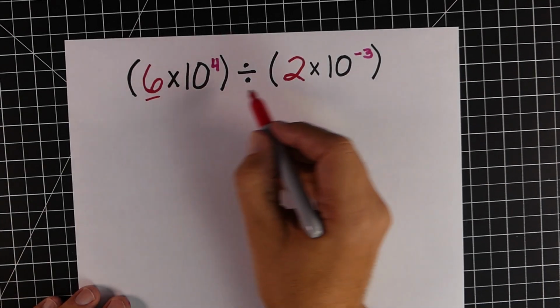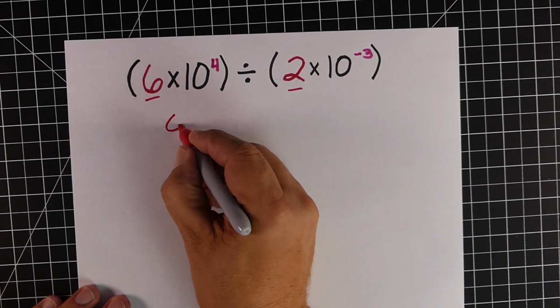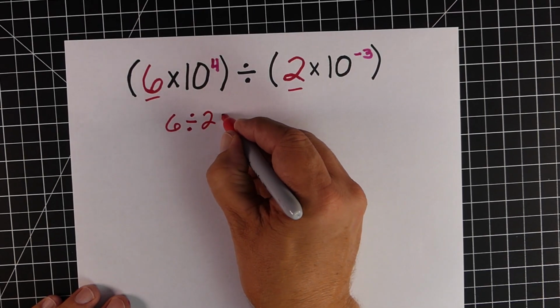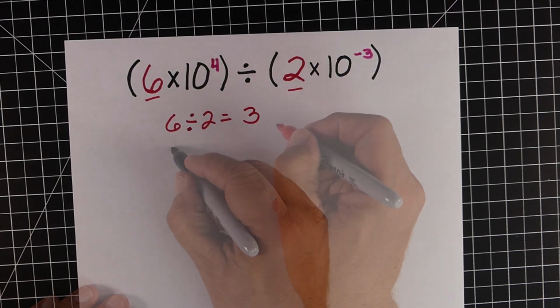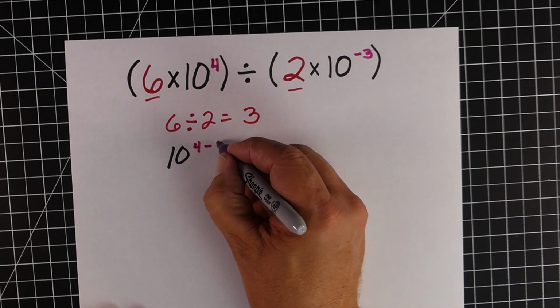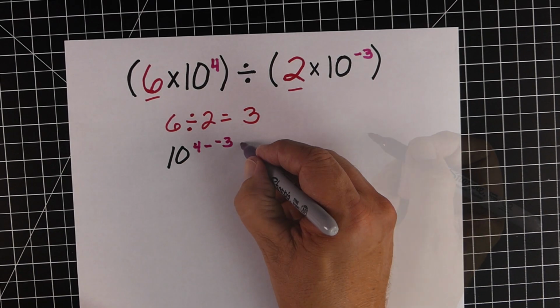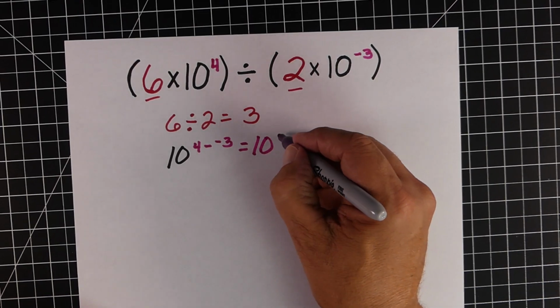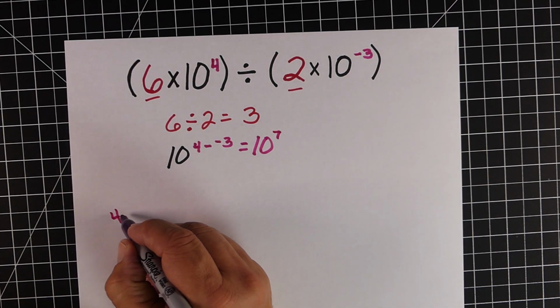Example number 4. So another problem here, we have 6 times 10 to the 4th divided by 2 times 10 to the -3rd. We'll go 6 divided by 2, which we know is going to equal 3. And then we're going to go 10 to the 4th minus 10 to the -3rd. So we're looking at 4 minus -3. So this one is one of the most commonly missed. The answer is 10 to the 7th.